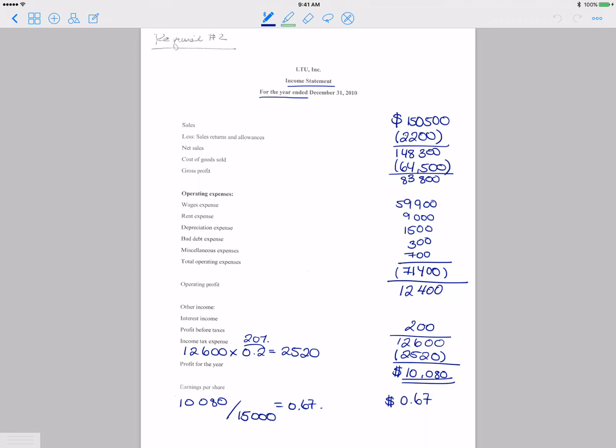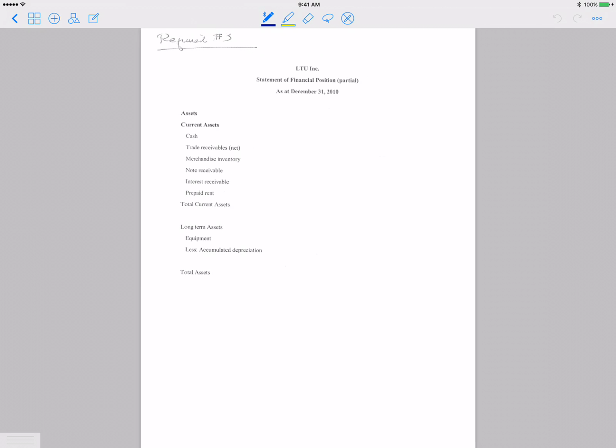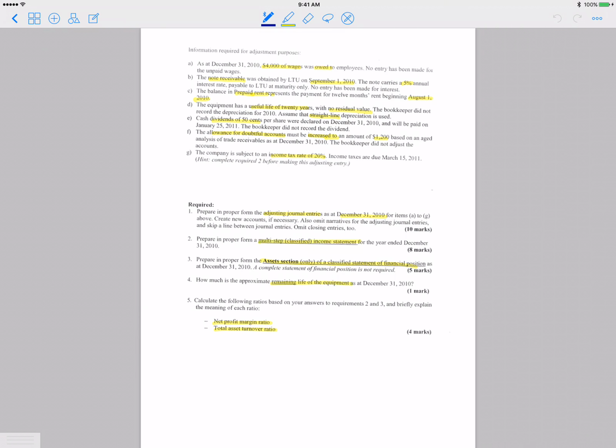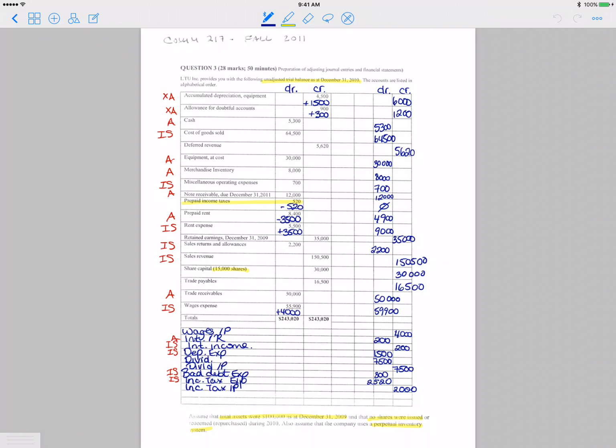So to keep going with this problem, we are now looking at the statement of financial position. That's our requirement number 3. Now, to take care of this requirement, we are going to once again simply look at the accounts that we have already labeled in red that have assets and contra assets. These are the accounts that will be included on the assets section of the statement of financial position.